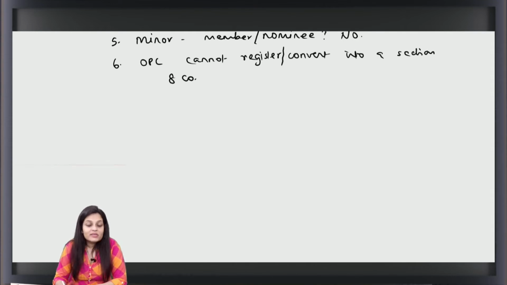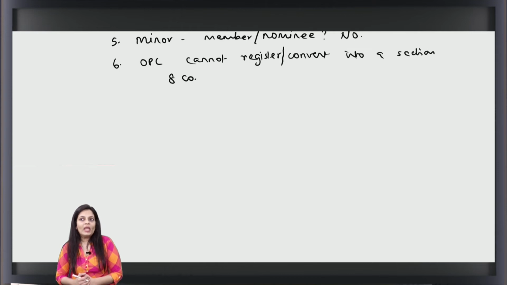And it's not just register, convert. What is convert? Can one company be converted into another form? Like, can a private company become a public company? Yes. But if it is an OPC, it can convert into private, it can convert into public, but it can never even convert, not even register, into a Section 8 company. Because the motive of an OPC is never non-profit. So it cannot register or convert into a Section 8 company.